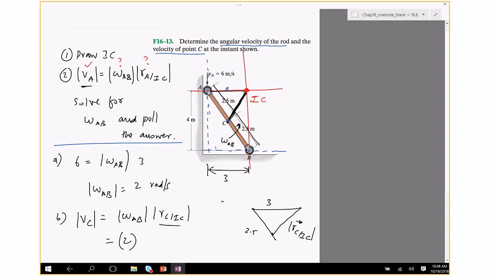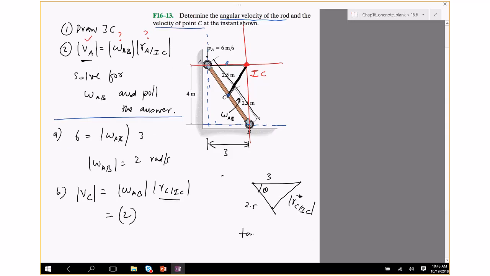Well, do you know this angle? If you know this angle, you can use the cosine rule. So this is going to be 8 and 4/3, right? Let's call this theta. Tan theta is 4 divided by 3. Damn it. One more minute. That's 53 degrees.